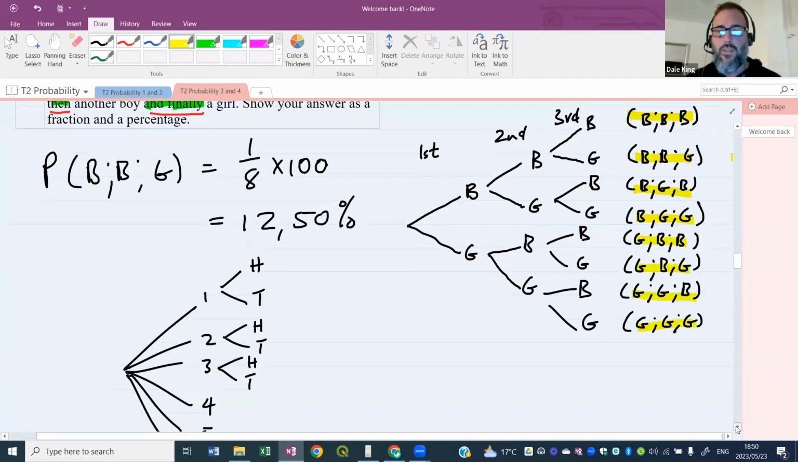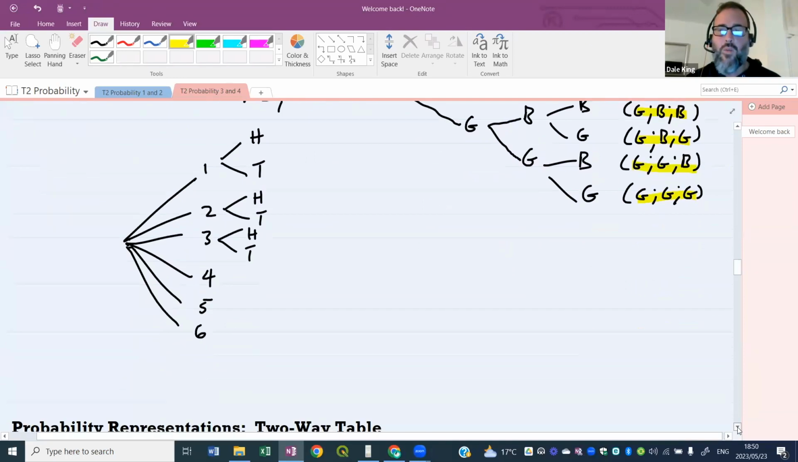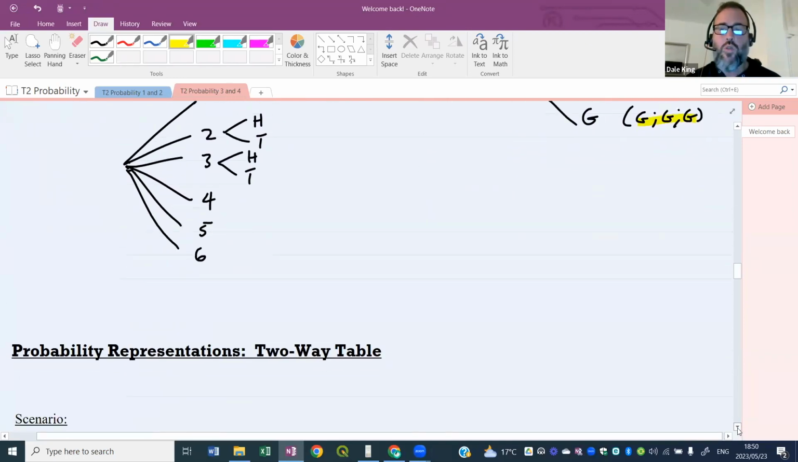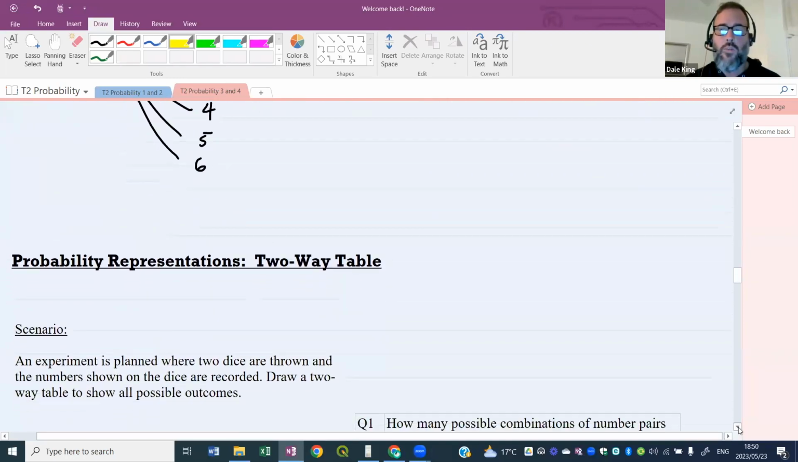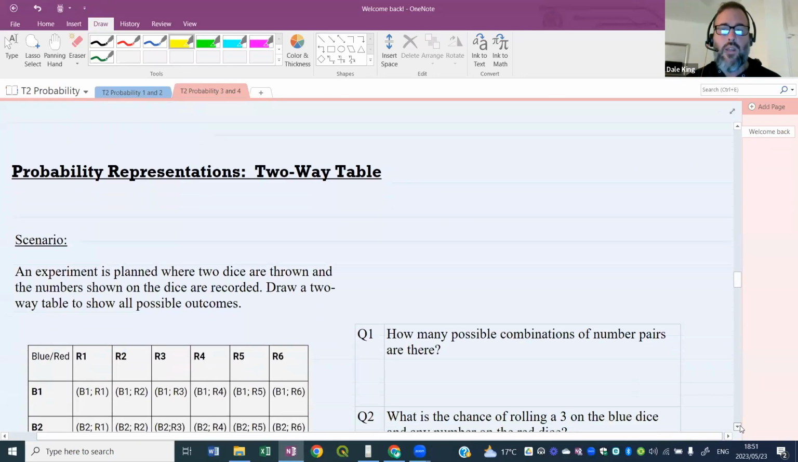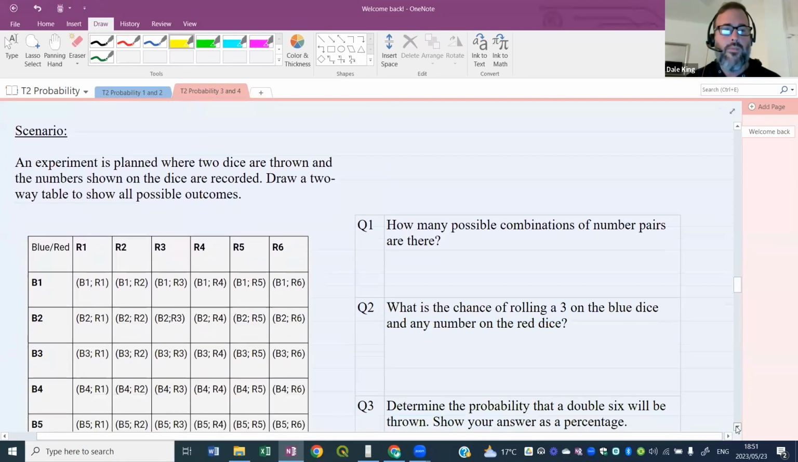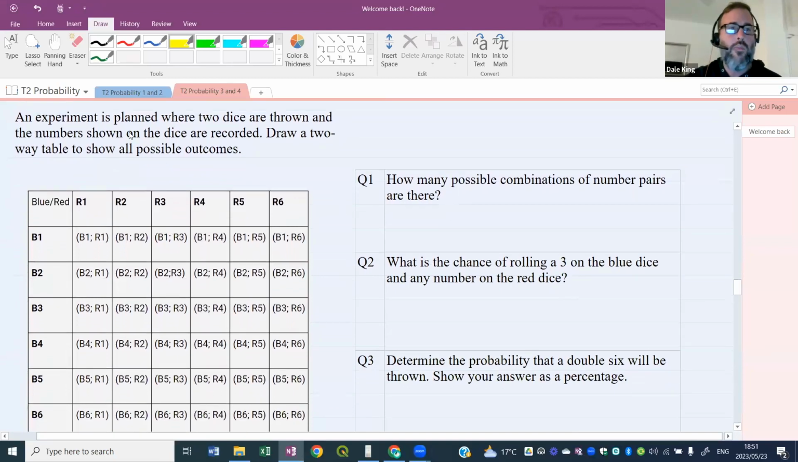All right. Now, that's a tree diagram. There is another way to represent this, a two-way table. I'm going to quickly show you and then we'll see how many questions we can get. All right, so here we go. Here's the scenario. Read it up there on the left. An experiment is planned where 2 dice are thrown, and the numbers shown on the dice are recorded.